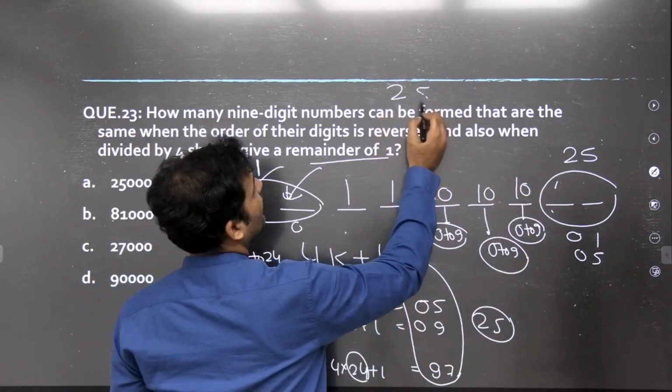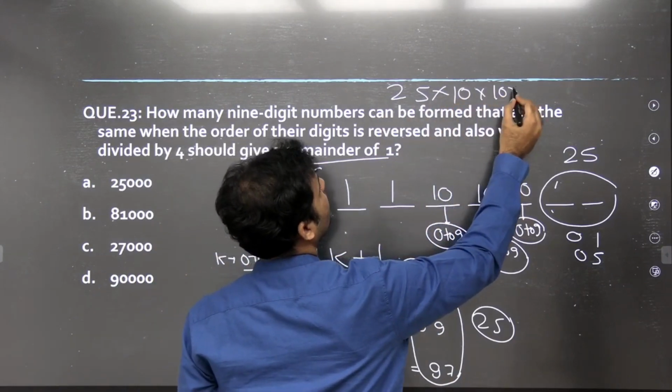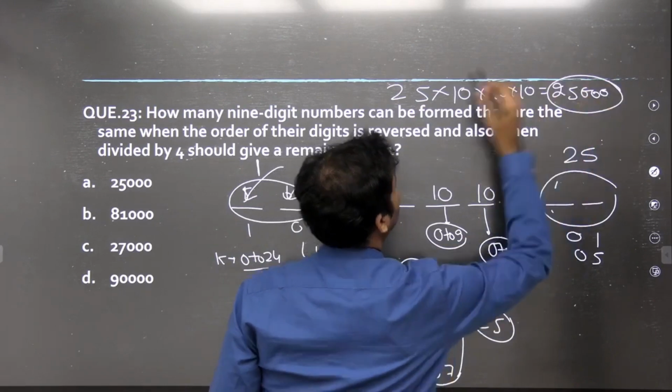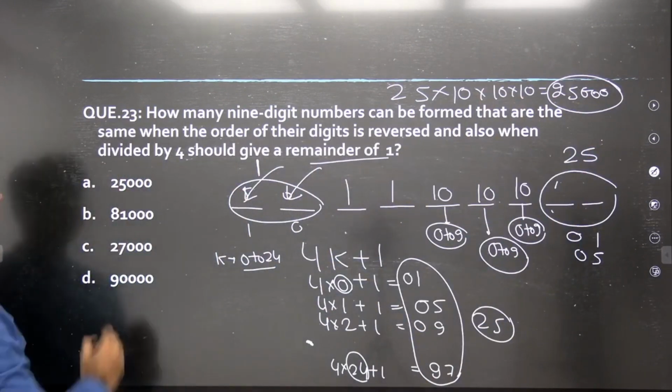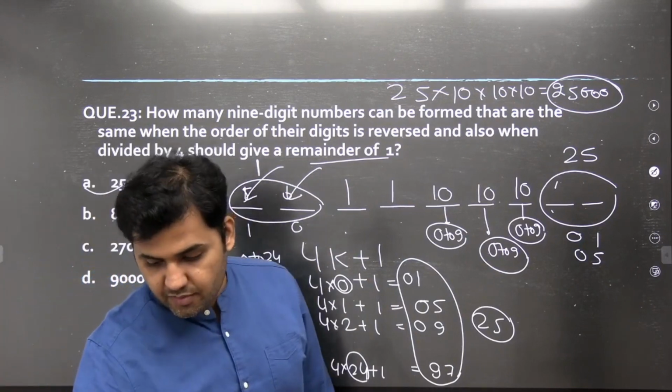25 into 10 into 10 into 10. This gives you the total number as 25,000. And this is the answer to the question, which is option number A. This is how you can solve the questions of palindromic numbers, guys.